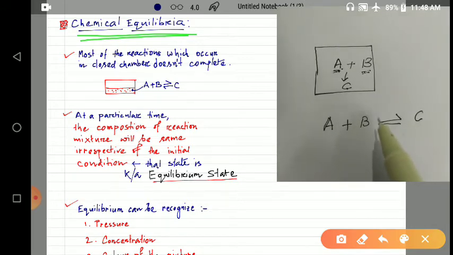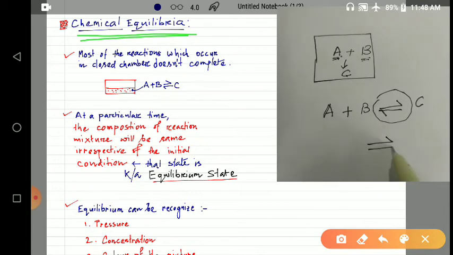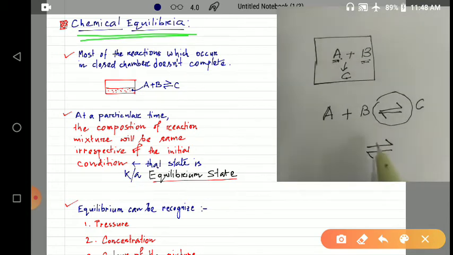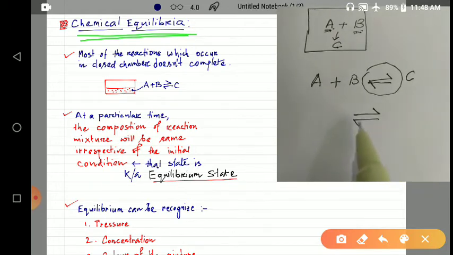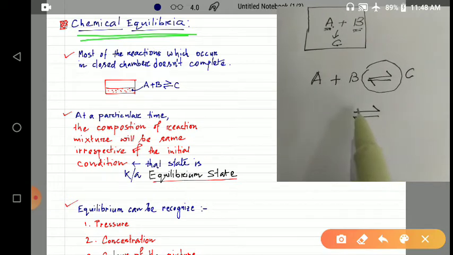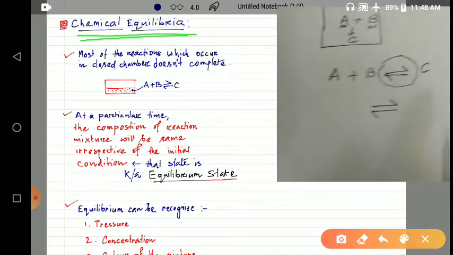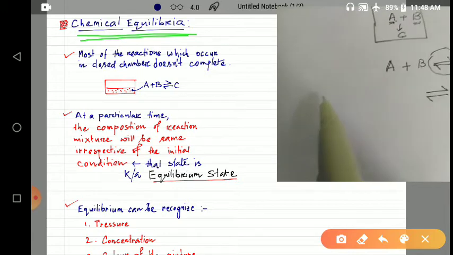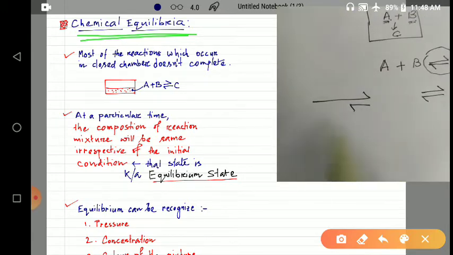So we represent this by a double-headed arrow. Actually it's not a double-headed arrow, it's one arrow forward and one arrow backward. So this symbol represents reversibility, or reversible reactions. The upper arrow represents the forward direction and the other arrow represents your backward direction.